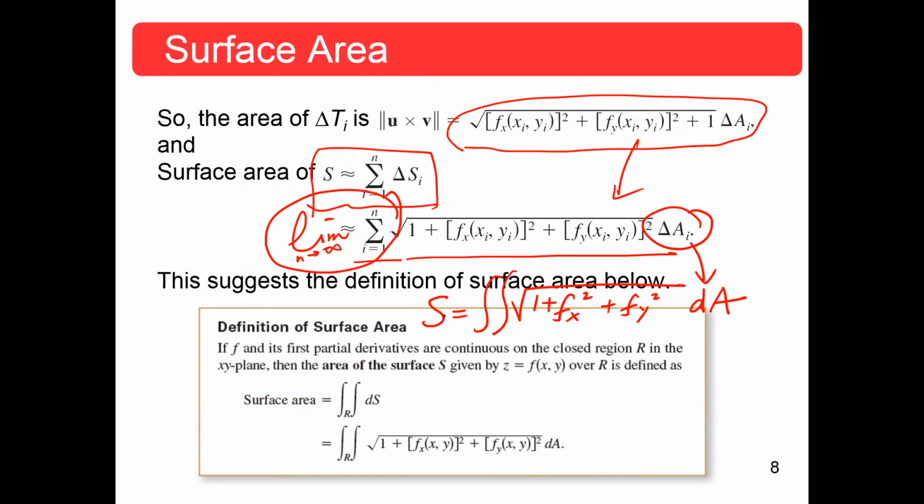In general, you just need to remember this formula here. The area of the surface equals the double integral of square root of 1 plus partial x squared plus partial y squared dA, over the region R. So this is the only new formula we are introducing in this section, surface area. The only thing that has changed is the integrand. The integrand is the root of 1 plus partial x squared plus partial y squared, dA.